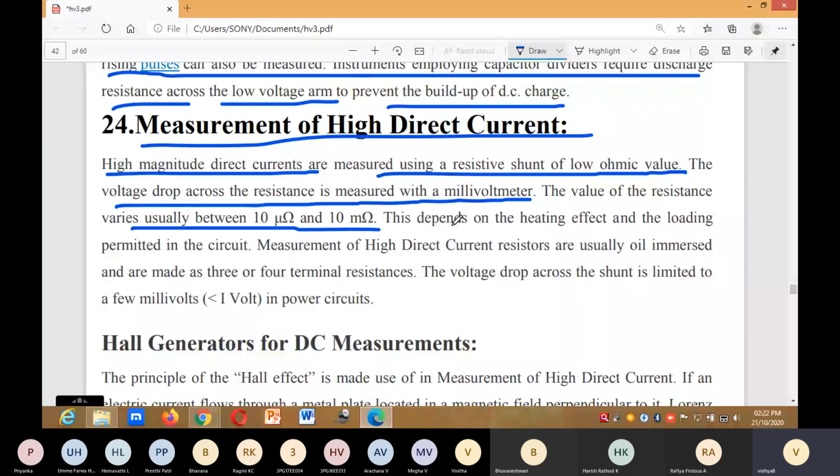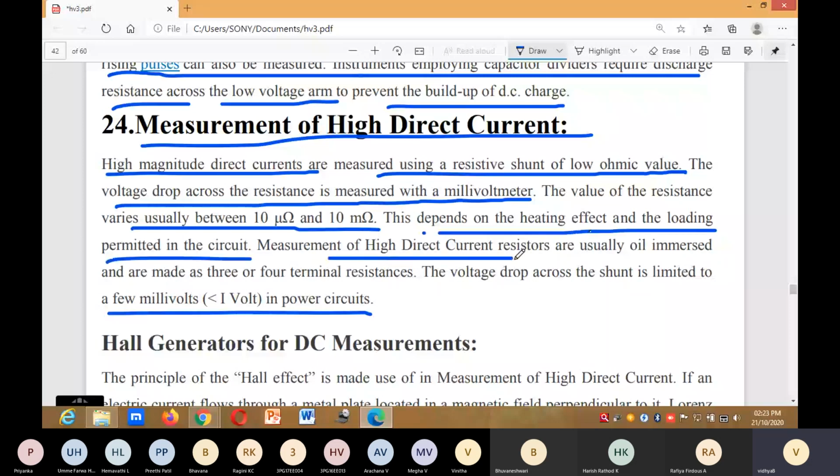In measurement of high direct current, resistors are usually oil immersed and are made of 3 or 4 terminal resistance. The voltage drop across the shunt is limited to a few millivolts, that is less than 1 volt in power circuits. The value of the resistance will depend on the heating effect and the load permitted in the circuit.